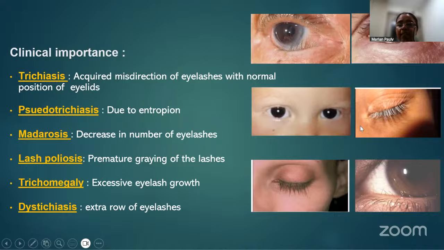Trichomegaly, there is excessive lash growth. Nowadays, it can be seen with anti-glaucoma medications. Then this trichiasis, in this picture, you can see an extra row of lashes.